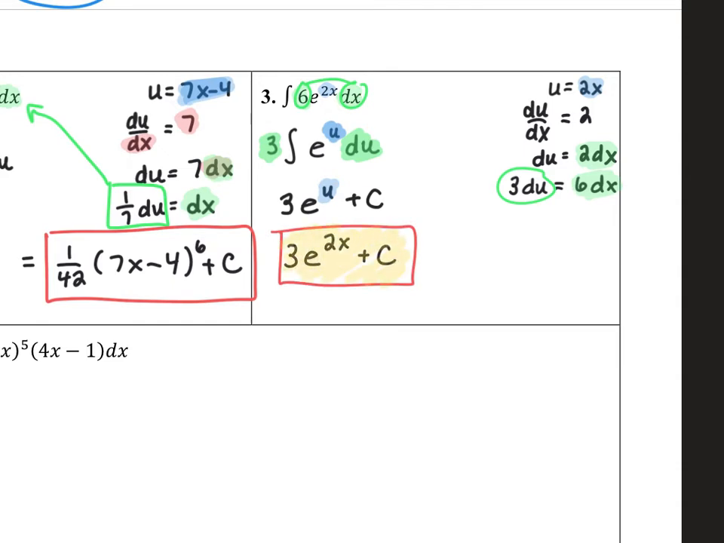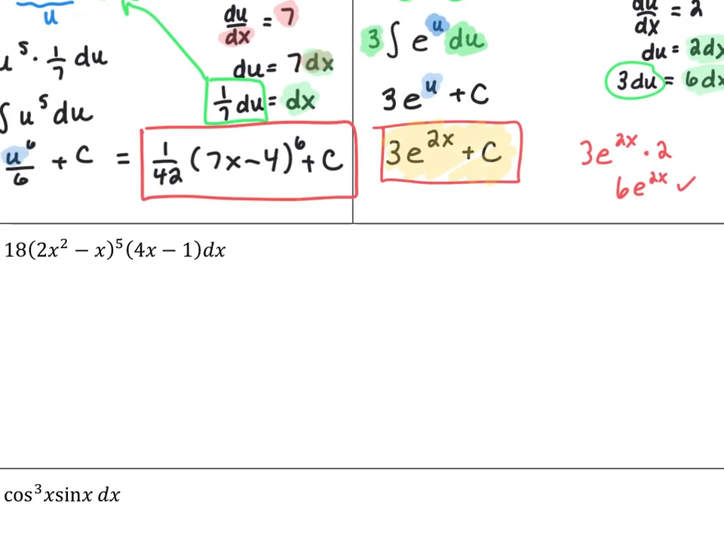Let's do a quick check by doing the derivative and see if we end up with our original problem. This is an exponential, so I know my derivative is just write down what I see. So 3e to the 2x times the derivative of the exponent. It's going to be times the 2. That gives me 6e to the 2x, and that's what I started with, so check, my answer looks good.